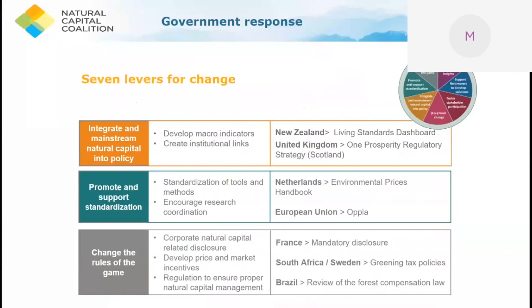indicators. The following lever is focused on standardization, how to promote and support standardization, because we are at the coalition, we really believe that harmonization is helping to have common language and common approaches, and this is helping to escalate the use of natural capital approaches and mainstreaming natural capital into decision making. And governments can really support that. And the final lever is focused on how to change the rules of the game. So you are probably very familiar with that, so I'm not going to insist on it.